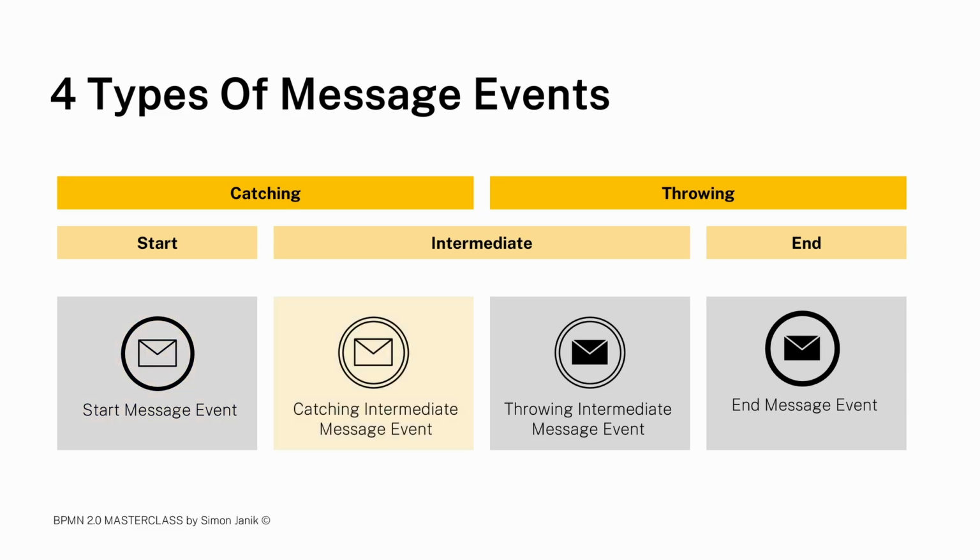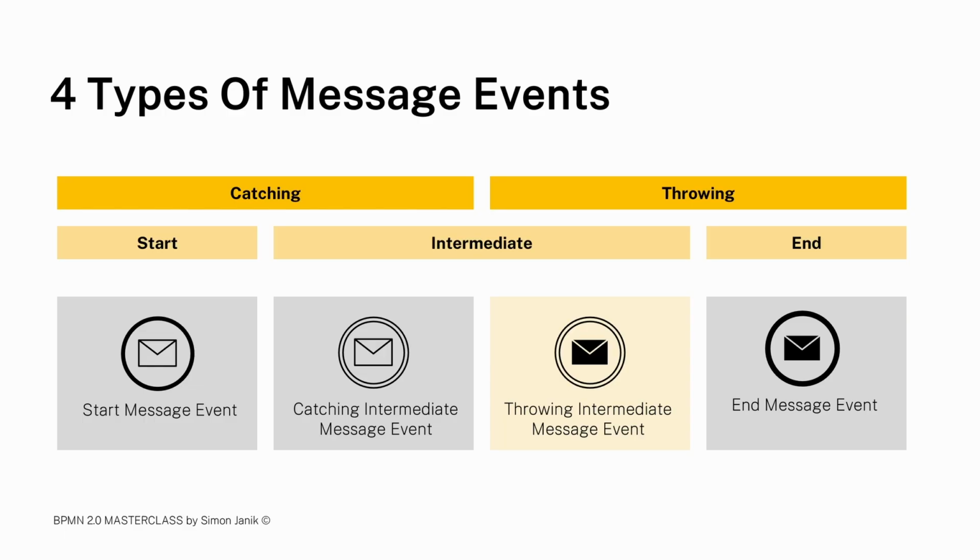Next, the catching intermediate message event. It is placed during the process waiting to receive a message. So this event defines a waiting point in the process. It pauses the process until a specific message finally arrives. For example, imagine waiting for a customer's payment before continuing shipping an item. This event catches the incoming message and resumes the process.